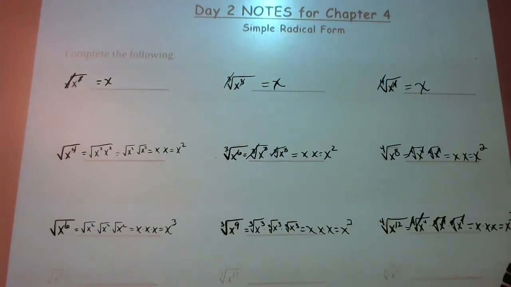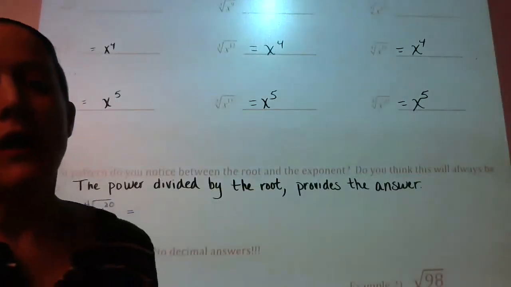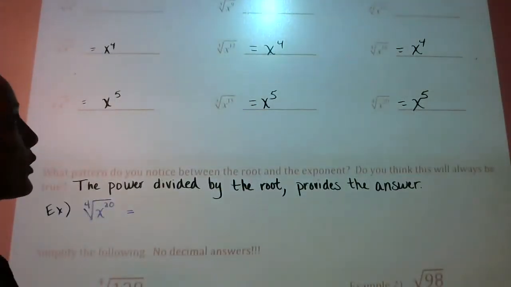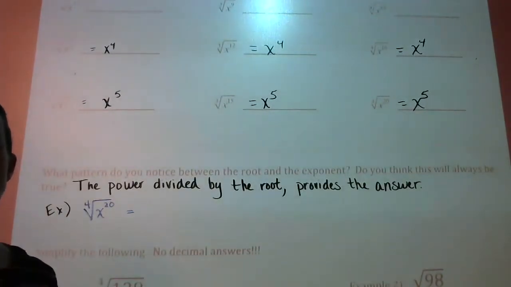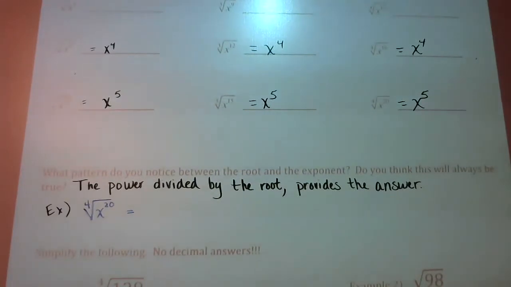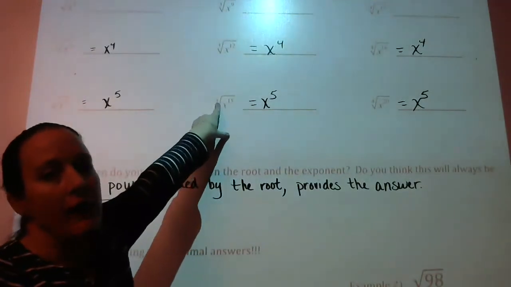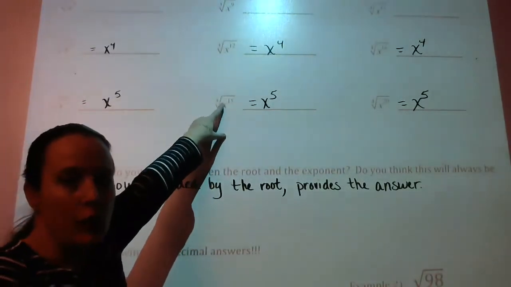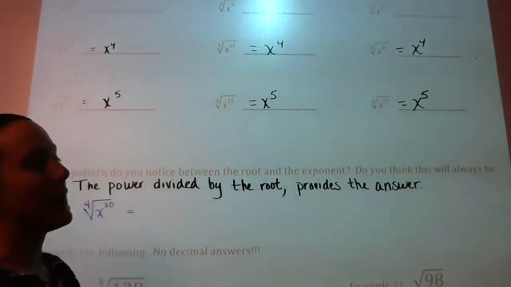Okay, pause the video here and see if you can finish this table. All right, check your work. You should have x to the 4th and x to the 5th. So whenever we ask you to fill in a table like this, what we're really asking you to do is to find the pattern. And hopefully what you were finding was that when you have a power of 15 and a root of 3, what you're doing is you're taking the power divided by the root, and boom, there's your answer of x to the 5th.